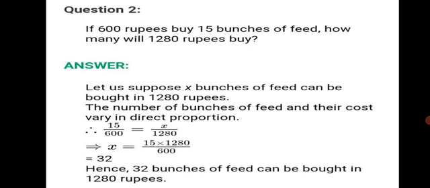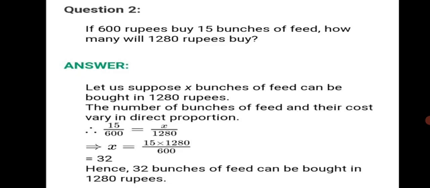Hence, you can see them next to each other, and below is the cost. For 15 bunches, 600. For x bunches, 1280. That's how we form our equation with an equal to sign in between. We show them in direct proportion. Now to find the value of x, we cross multiply: 15 into 1280 upon 600. You have to do the working and you get your final answer, 32. Hence 32 bunches of feed can be bought in 1280 rupees.